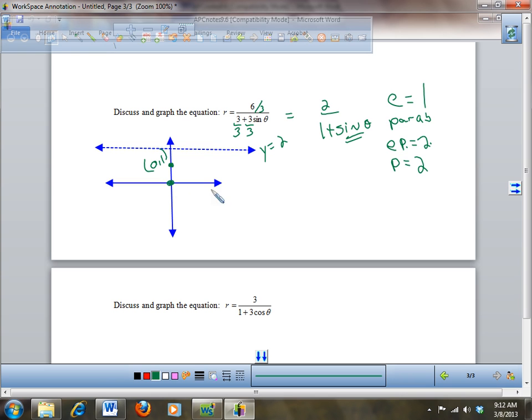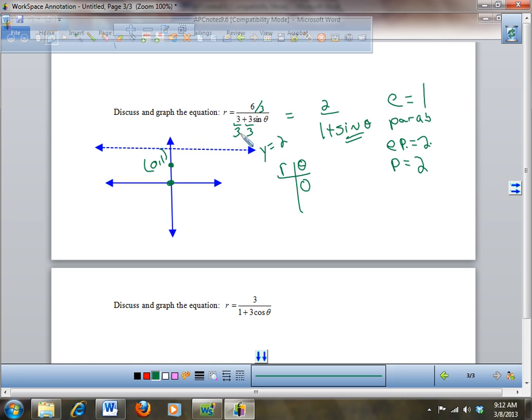Okay. So now I'm just going to do a real quick, easy table, where I'm going to plug in r and theta. I want to find this point. All right. So I'm going to plug in theta equals what? Pi.